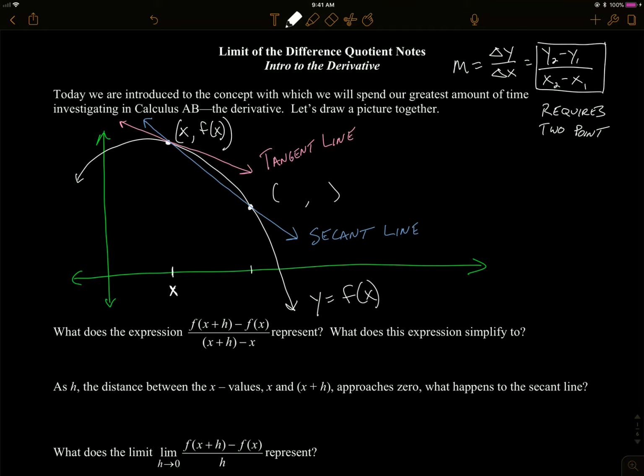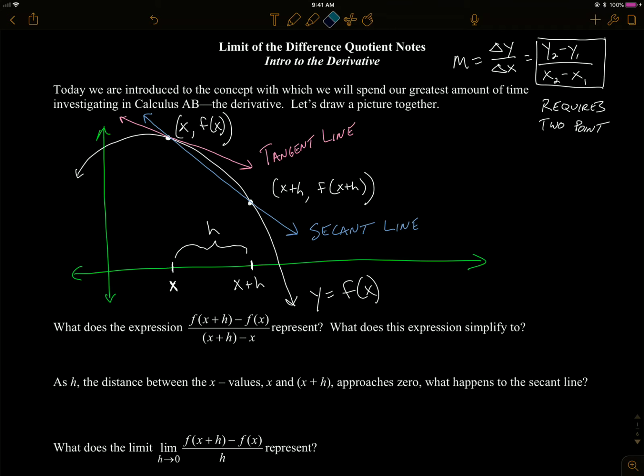So what we're going to say is this x value, we're just going to say that we've increased that some random amount. We'll call it h. So this new x coordinate is going to be x plus however much we increased it by. That's our new x coordinate. And then the y coordinate is simply if we just take that x coordinate and we plug it into our function. So that's what f of x plus h means. Right? Remember that this means the y value I get when I plug x plus h into my function. So now I kind of have 2 points here that I can work with.